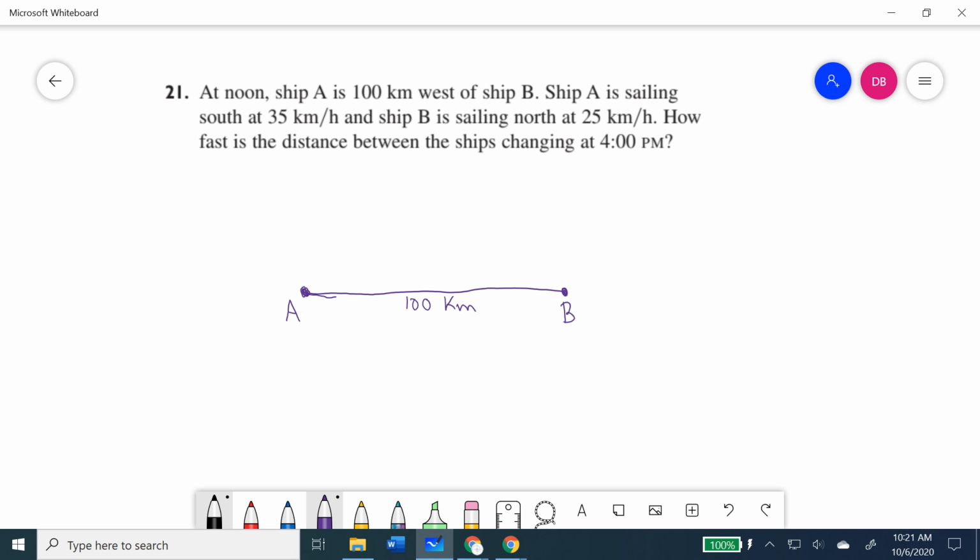Okay. Here we go. Ship A is sailing south at 35 kilometers per hour. Ship B is sailing north at 25 kilometers per hour.